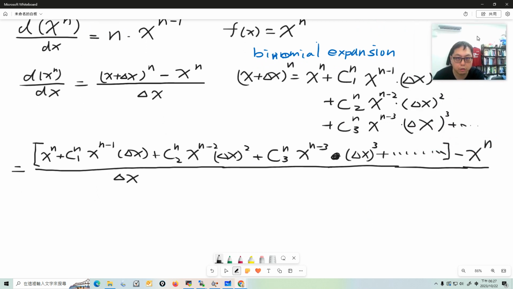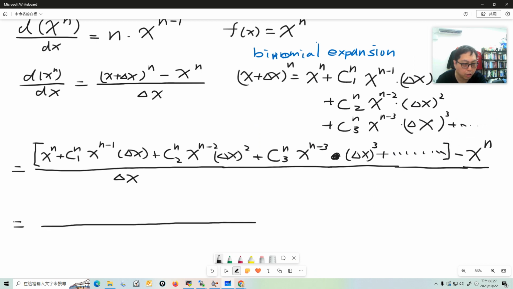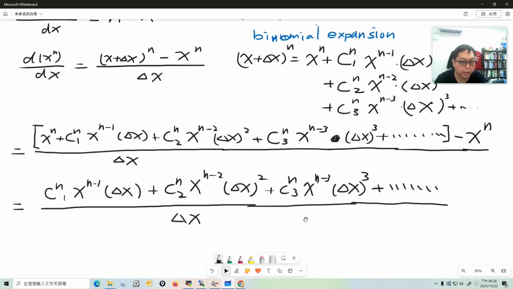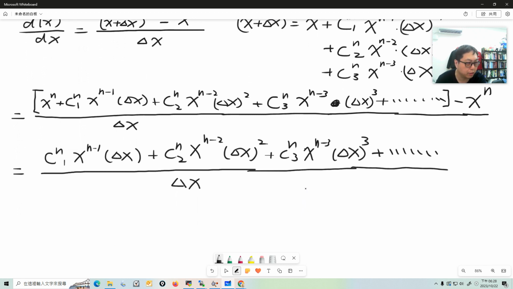What do we have left? We are going to get the answer. Everything has a delta x: C(n,1) x to the n minus 1 delta x, plus C(n,2) x to the n minus 2 delta x squared, plus C(n,3) x to the n minus 3 delta x cubed, and so on. And then we divide it by delta x.